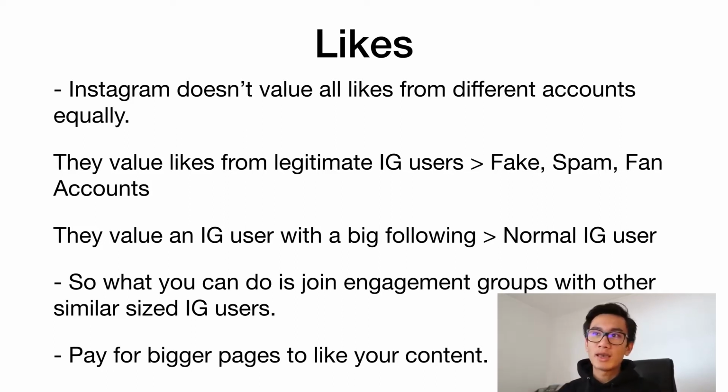Another thing you can do is pay for bigger pages to like your content, and that's something not many people do. People pay for posts, but not many people pay for likes. So this might be an untapped strategy where you just pay for a bunch of pages that have a lot of likes, pay them like $5, $10, $20 for a like. Every time you post new content, you have a bunch of people with high authority within IG liking your post, and it'll push it up and get it to go viral organically. So that's another cool strategy.